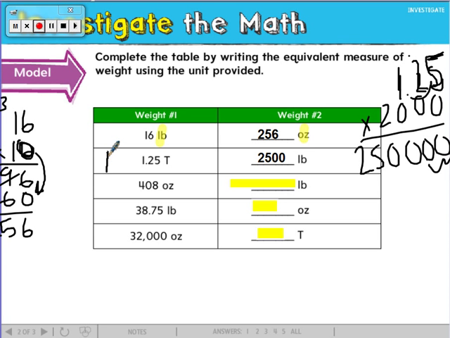So next one, I'm going to go from ounces to pounds. Ounces, are they small or big? Small. So I'm going from small to big. What do I do now? Divide. I divide.